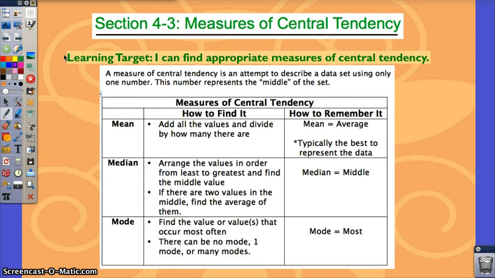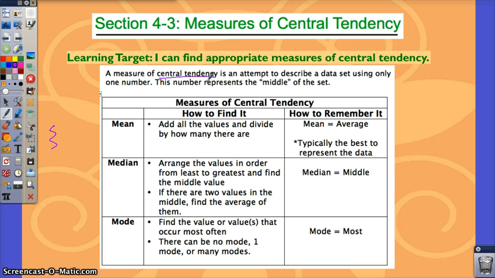So what I want to talk about today is how to find the measure of central tendency. A measure of central tendency is an attempt to describe a data set using only one number. So you're trying to represent really the center of this data, or the middle of this data. Mean, median, and mode are all three ways that you might try to measure where the center of a data set is.